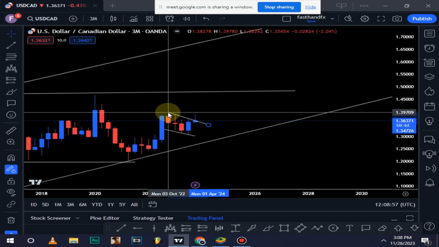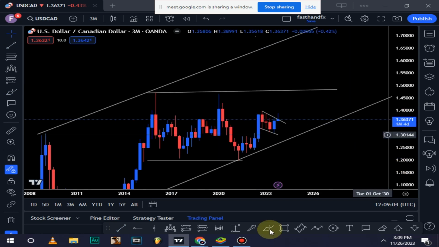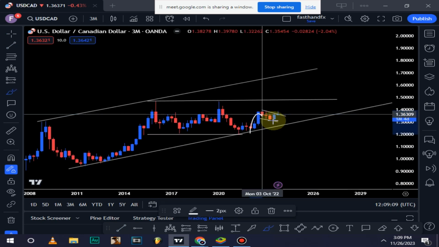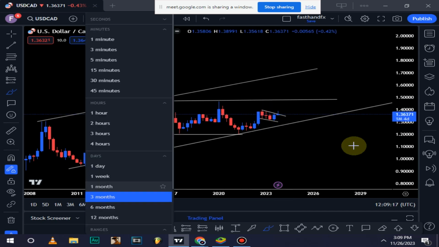Alright, so this is what the market is giving us. 3 months: we have impulse, bullish flag, correction. So the market kind of wants to break that high. So let's see the monthly.